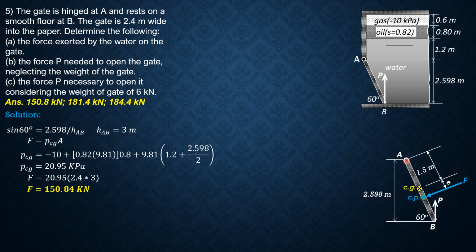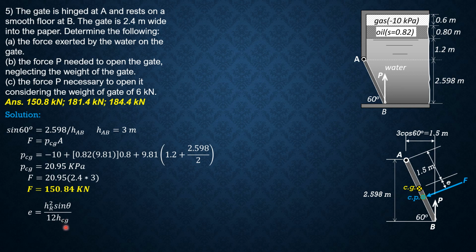We sum up moments about A equals 0. So the equation is F times the quantity 1.5 plus e equals P times the moment arm, which is 3 cosine of 60. Because this is 3, the hypotenuse, and this angle is 60, so that is 3 cosine 60, or 1.5 meters. So e is height of rectangle squared sine of theta over 12 h sub CG.